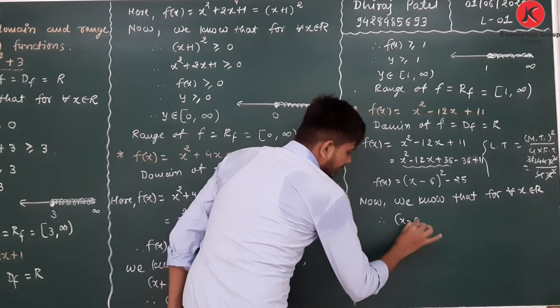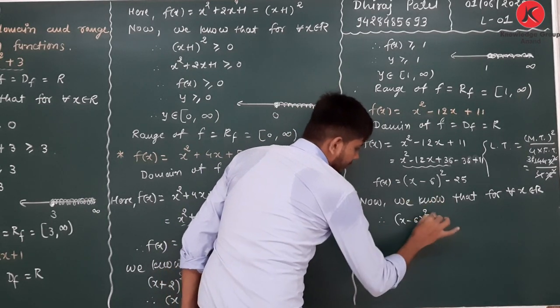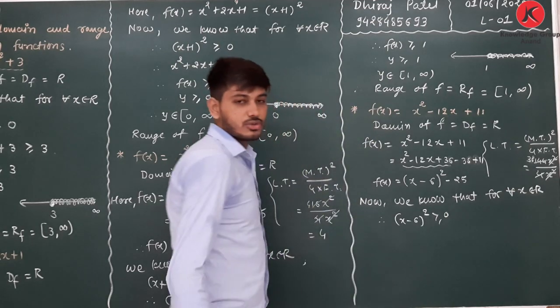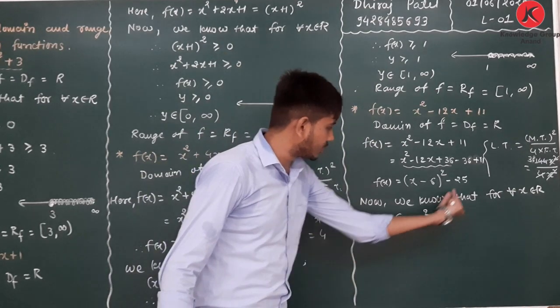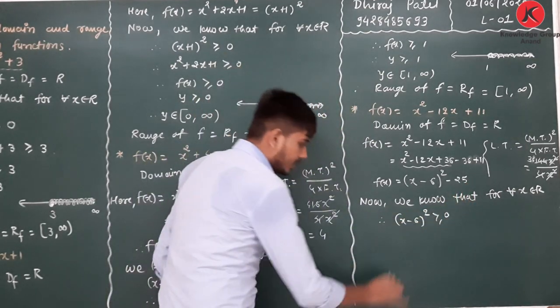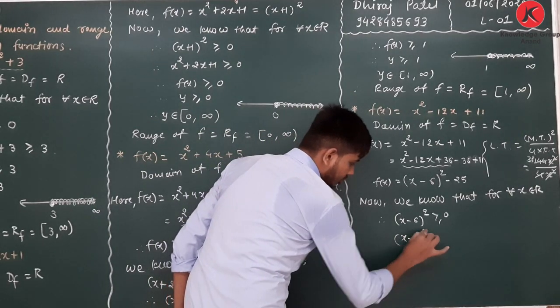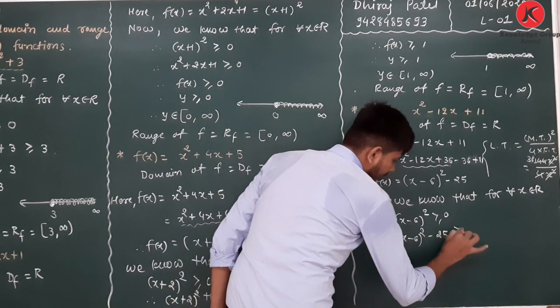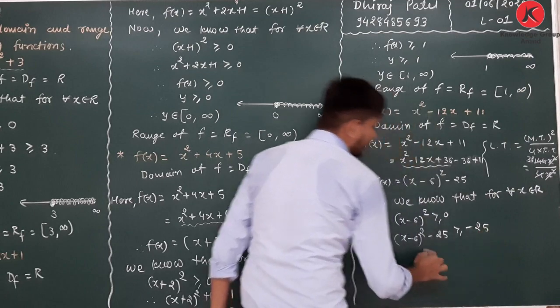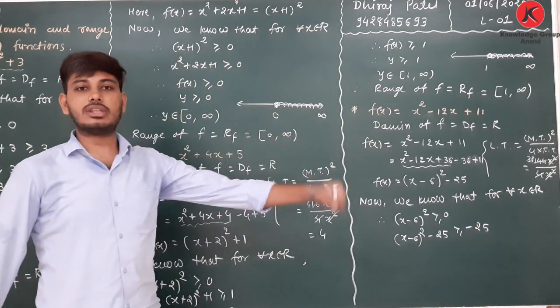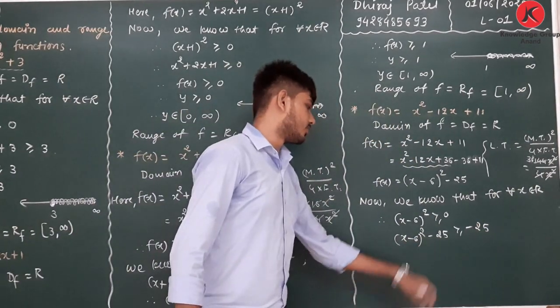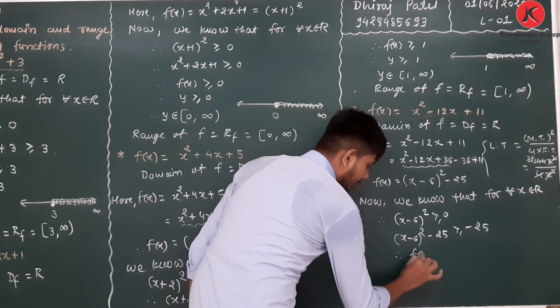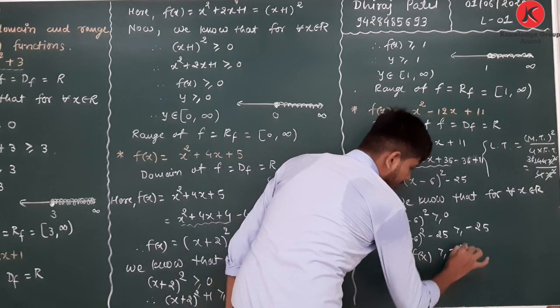x minus 6, the perfect square term is always greater than equals to 0. Now we want x minus 6 whole square minus 25. This is x minus 6 whole square minus 25 greater than equals to minus 25. Subtract 25 from both these sides. Therefore, we are getting this one which is equals to our f of x greater than equals to minus 25.